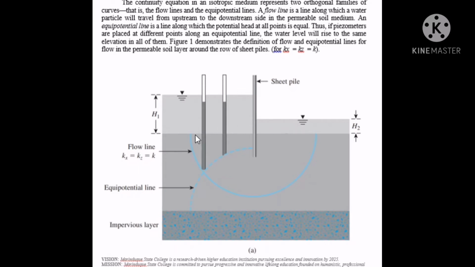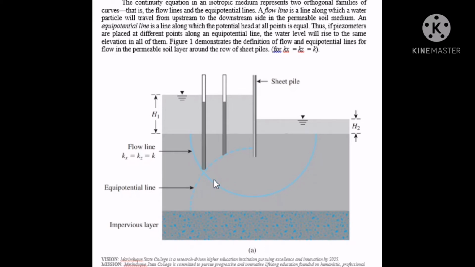So yung ating tubig, yung water particle from this upstream magfo-flow mula dito papunta sa kabila sa downstream. And yung water particle daw natin may certain path na sinusunod sa pag-flow. So yung path na yun ay magabuo ng line. So yung line na yun is what we call the flow line. It is a line along which a water particle will travel from upstream side to the downstream side in the permeable soil medium.